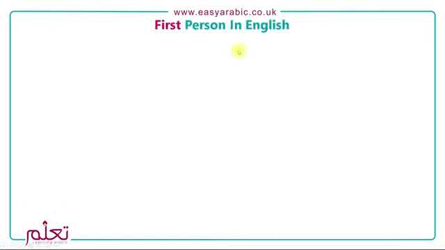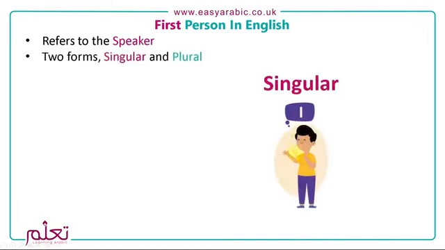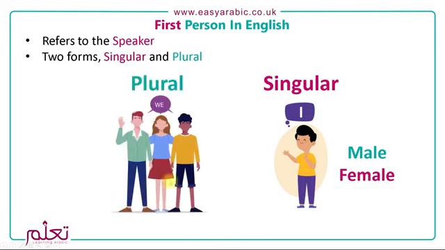Okay, so let's look at the first person in English. It refers to the speaker. It has two forms, singular and plural. In singular form we have I, and this would work for both male and female. Then we have plural, and regardless of who it is, as long as it's more than one person, we say we, and this would be male, female, or mix. So that's the first person.